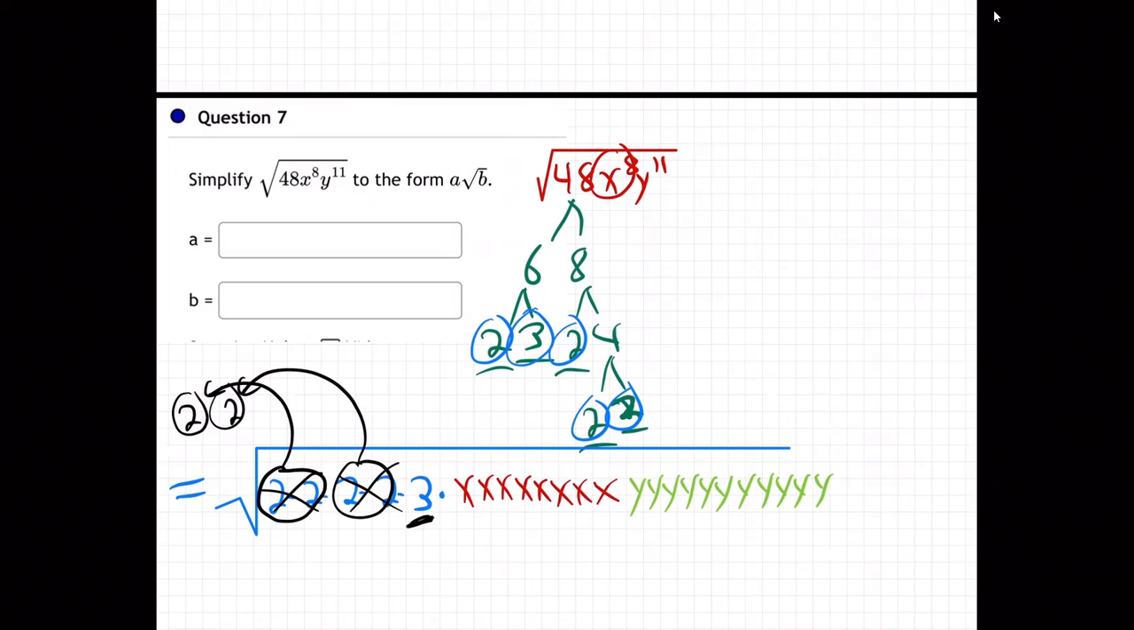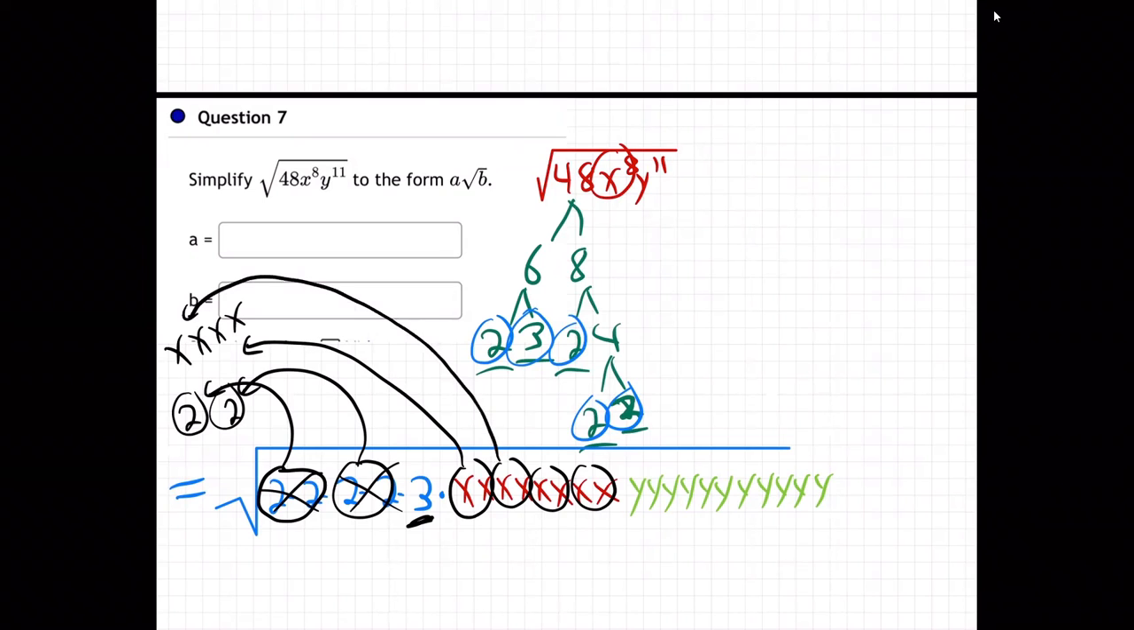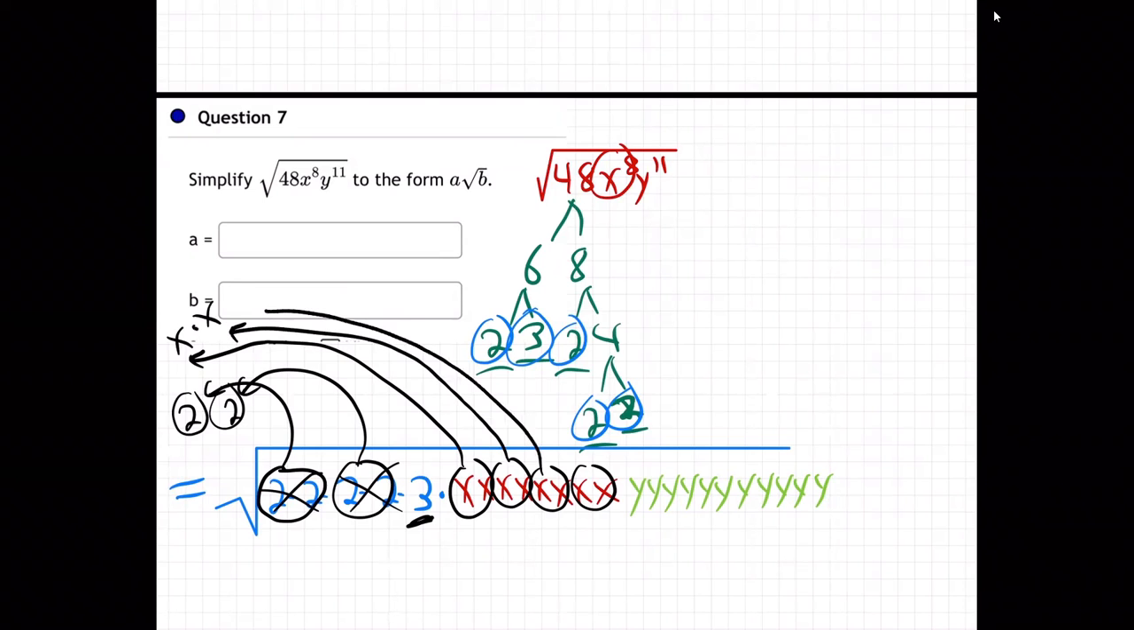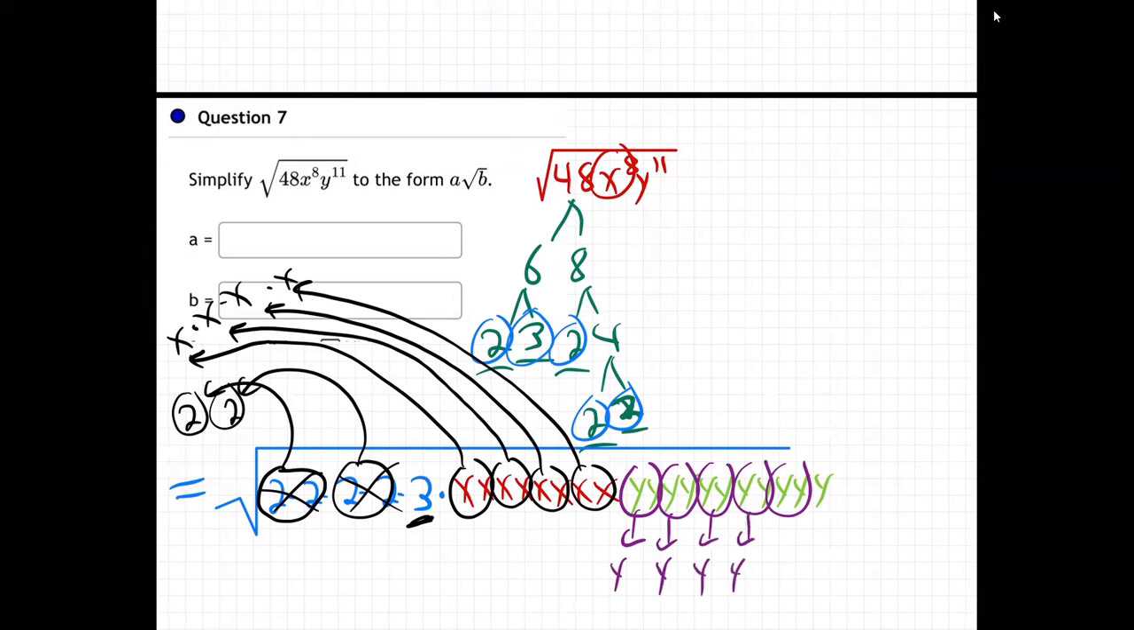What do you do with the x's? Exactly the same thing. 2-for-1 deal. 2 x's, so we have 1, 2, 3, 4 coming out, right? It's a 2-for-1 deal. Now for the y's. What's going to happen for the y's? The same thing. 2-for-1 deal. 2 y's, each of those is going to ship out a y, because it's a 2-for-1 deal.